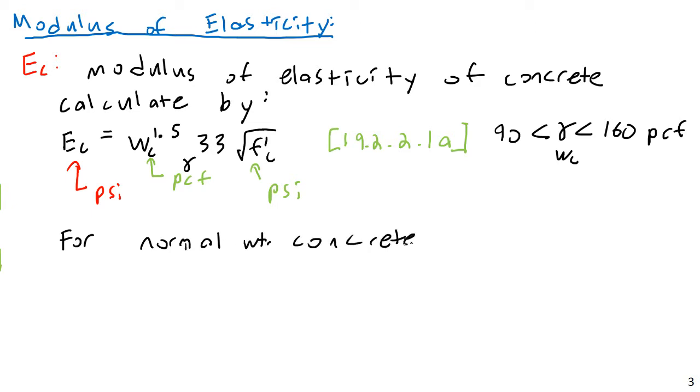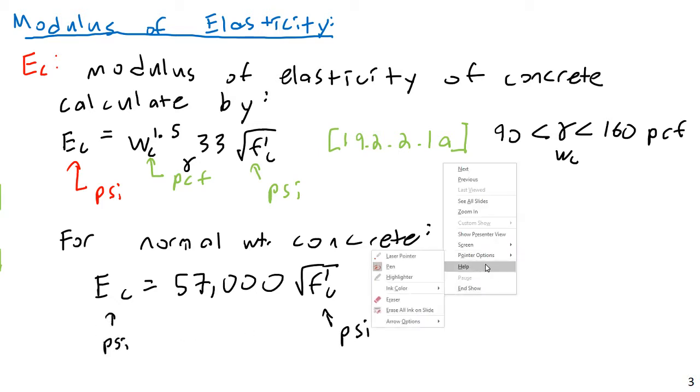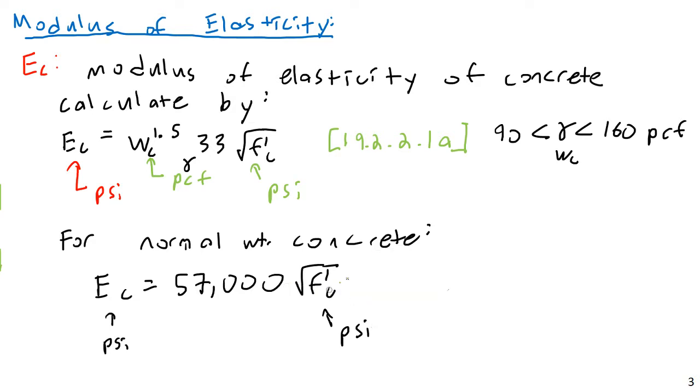But for normal weight concrete, your typical bog standard normal weight concrete, you can just say, okay, well, this formula collapses to EC is equal to 57,000 times the square root of F prime C. Again, this is in PSI, and this is in PSI. And the citation on this is just the next formula after the previous one. This is going to be 19.2.1a.